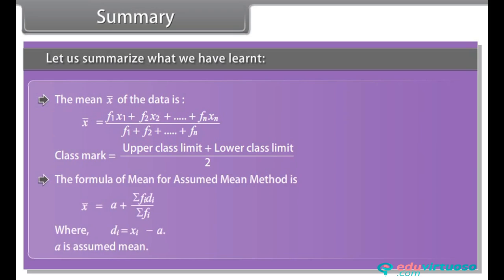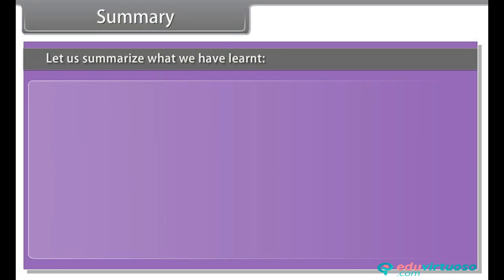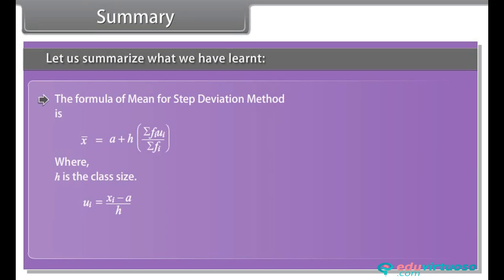The formula of mean for the assumed mean method is assumed mean plus summation of the product of fi and di divided by summation of fi, where di is equal to xi minus a, and a is the assumed mean. The formula of mean for the step deviation method is assumed mean plus h multiplied by summation of the product of fi and ui divided by summation of fi, where h is the class size, ui equals xi minus a divided by h.